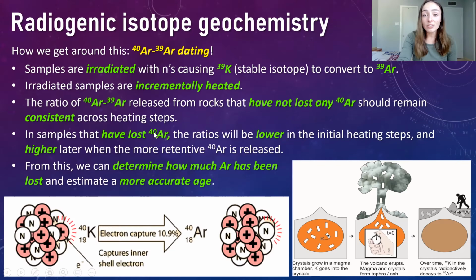However, rocks that have lost any argon-40 will show lower ratios of 40 to 39 during the initial lower heating steps, and then later in the higher heating steps, the ratio of argon-40 to 39 will be higher because more of the retentive argon-40 is finally being released. And from this, we can actually determine how much argon had been lost, if any, and estimate a more accurate age of that rock.